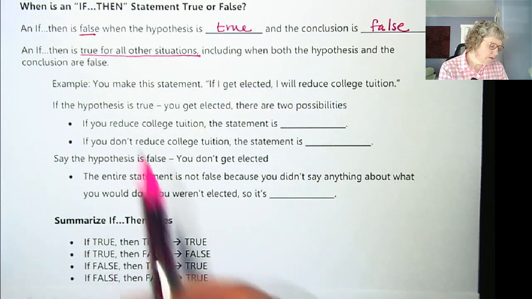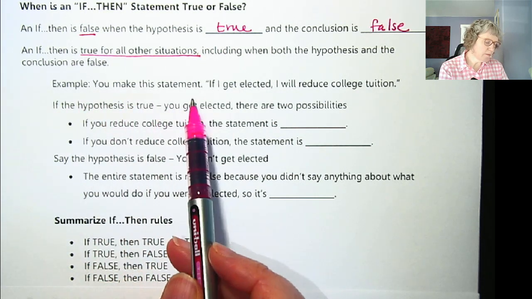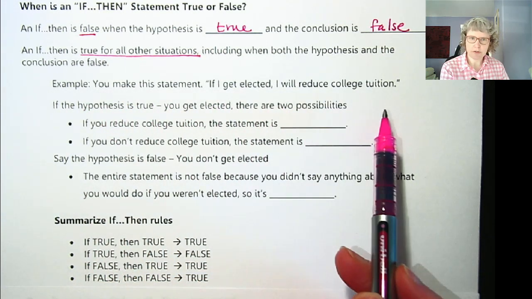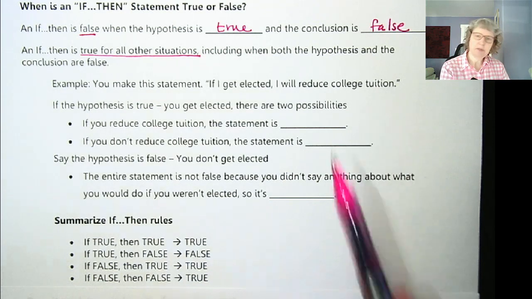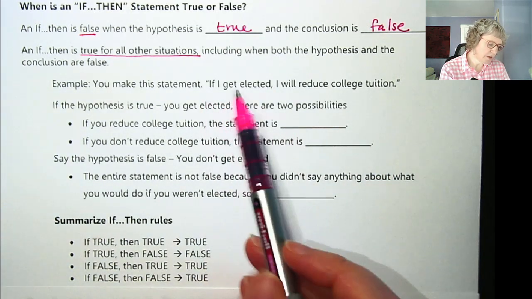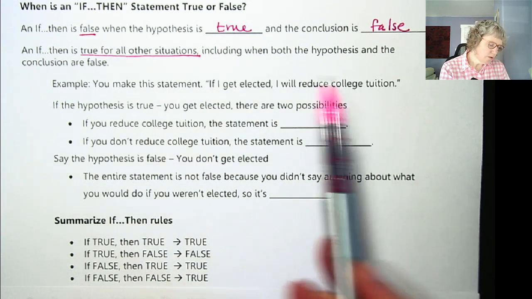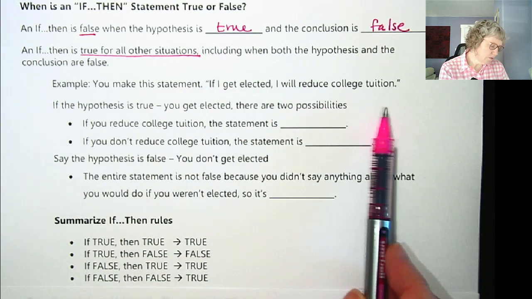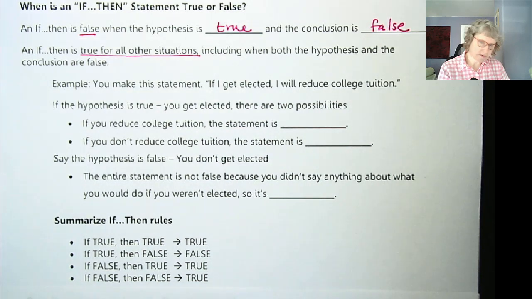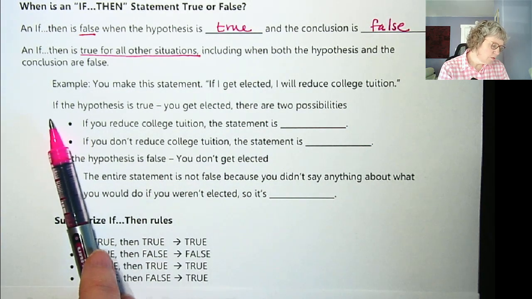Okay, so here's an example. Let's say you make this statement. If I get elected, I will reduce college tuition. Okay, so this could be to the PCC board or whatever you're getting elected to. If I get elected, I'll reduce college tuition. Okay, so you're saying if I get elected, I will do this. That's your campaign promise. So there's two cases.